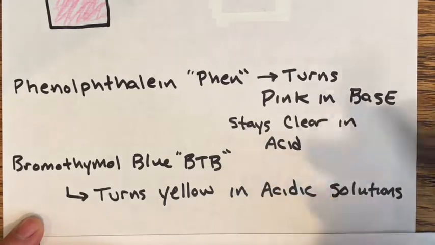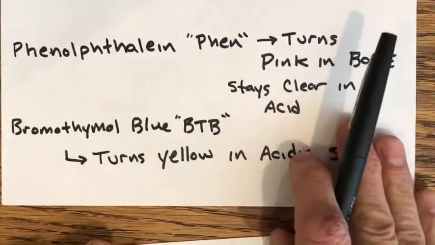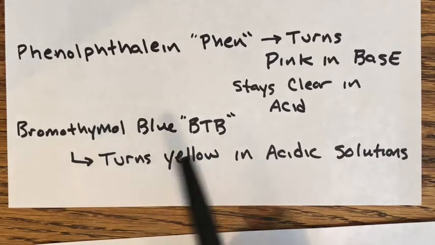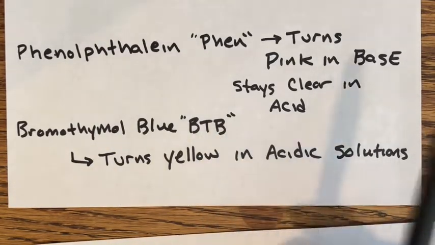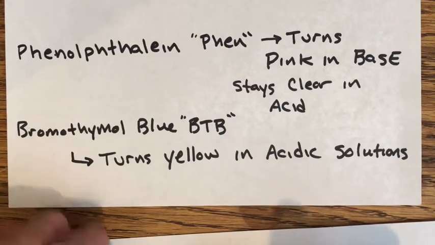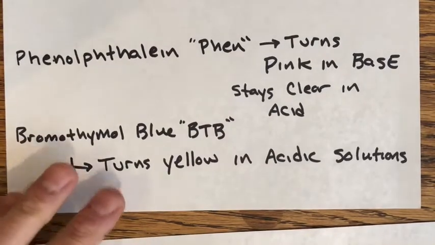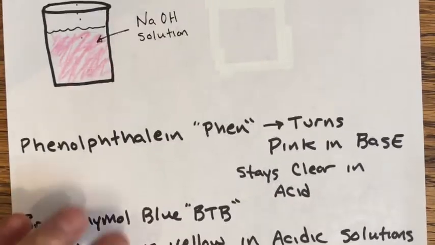basic solutions, okay? Another one that's pretty common that we would use is called bromothymol blue, abbreviated BTB. And it actually starts out as sort of a greenish solution, and when you add it to an acidic solution, it will turn yellow. So those are two things that we would use in class, okay? So let's talk about how a titration actually works.